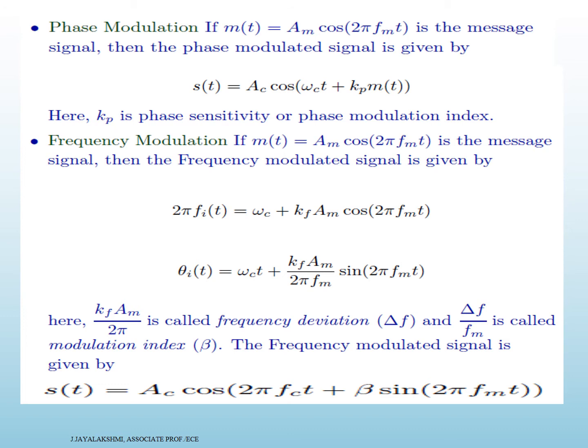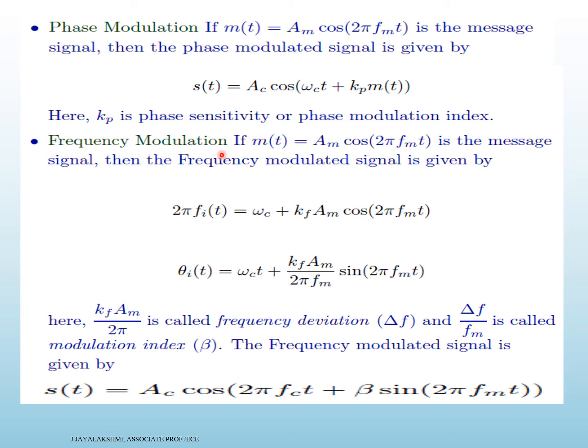Now, as a continuation, we have these two signals: one is the phase modulated signal, another one is the frequency modulated signal. In the phase modulated signal, the amplitude of the carrier is maintained constant, the frequency is also maintained constant, and the phase varies with respect to the phase constant, or the modulation index of the phase modulated signal, Kp, which we also call the phase sensitivity.